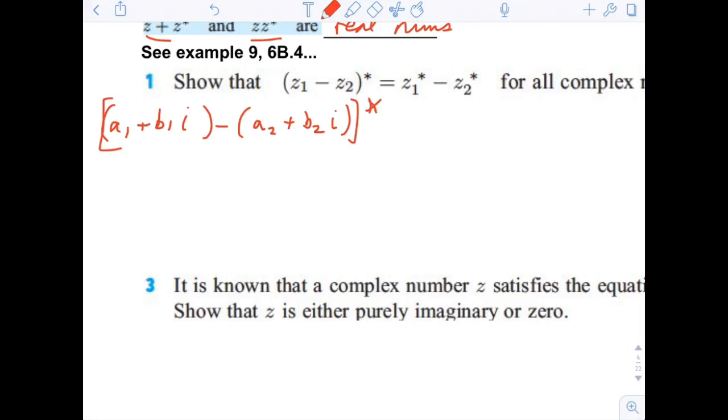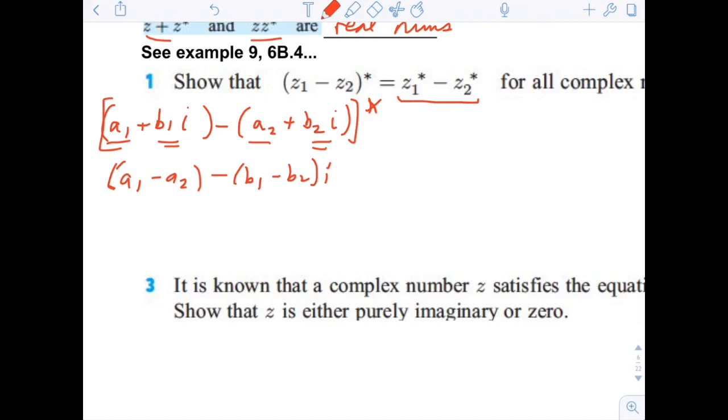And then let's see. So that'll be, let's combine the real parts and the imaginary parts here. So I have a1 minus a2 plus b1 minus b2 i. And then we're going to take the conjugate of this. So when we take the conjugate, we'll just do a minus here, right? And then we're going to compare that to the right side.